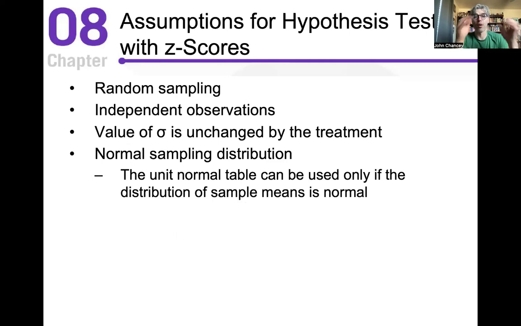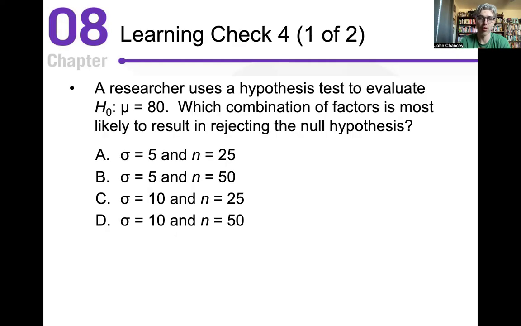Some of the assumptions that go into hypothesis testing, especially with z-scores: we're talking about random sampling. We have independent observations. The value of our standard deviation is unchanged by the treatment, and we have a normal sampling distribution. So we can use the unit normal table that we've used before.